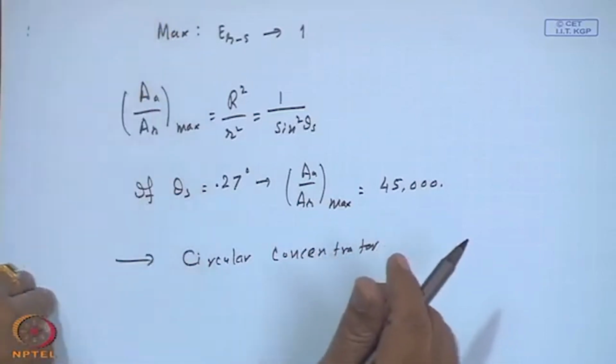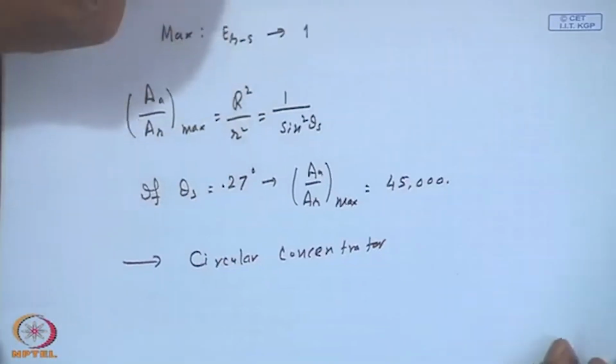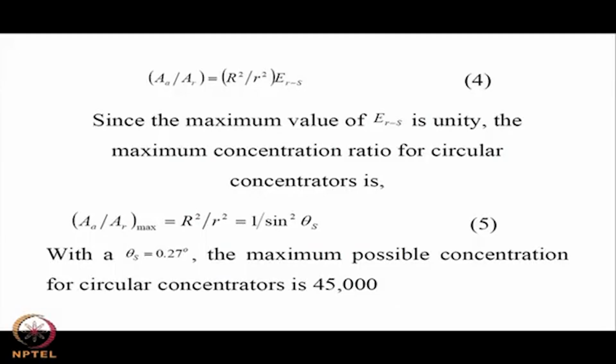We had a confusion last time whether it is for linear or circular concentrator, which I was responsible for, because in writing down we started with the derivation for the circular, but somewhere it was mentioned as linear. Since it is sin squared theta s, it will be 45,000, that will be the maximum concentration ratio possible if you have a circular concentrator.